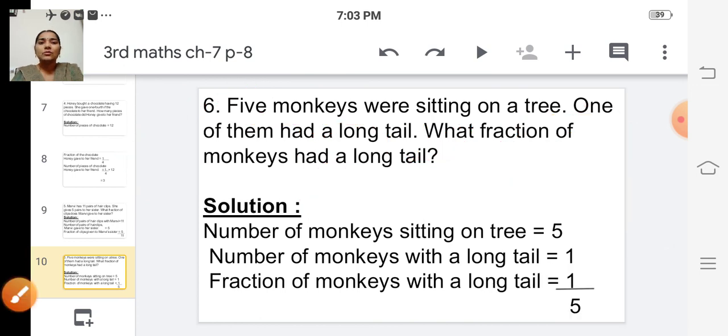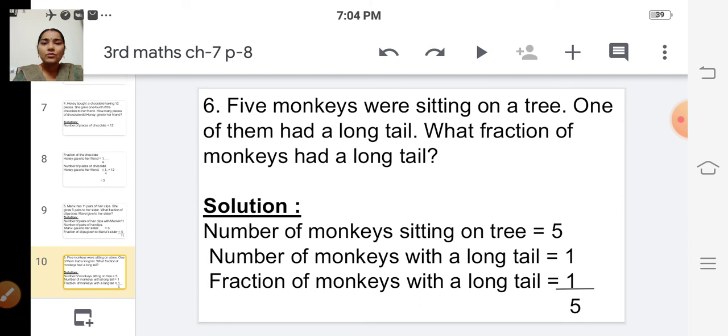Okay. So look at the solution. Number of monkeys sitting on a tree is equal to 5. Number of monkeys with a long tail is equal to 1. Fraction of monkeys with a long tail is equal to 1 by 5. So the numerator is the number of monkeys that have a long tail and the denominator is the total number of monkeys. So the fraction is 1 by 5. Is it clear, children?